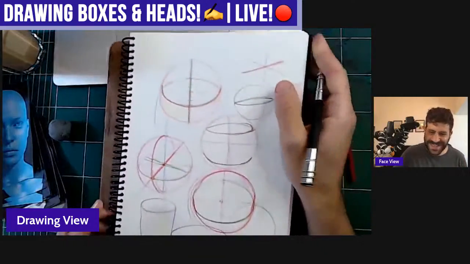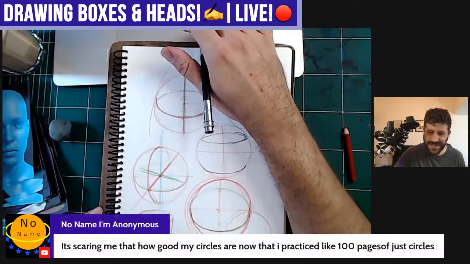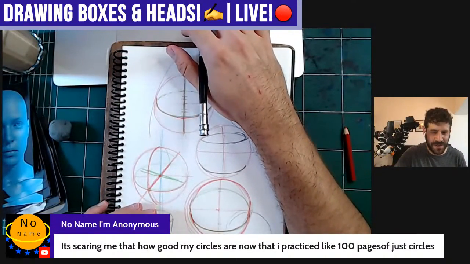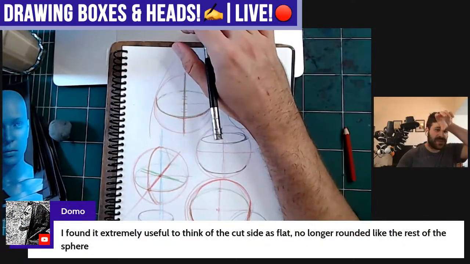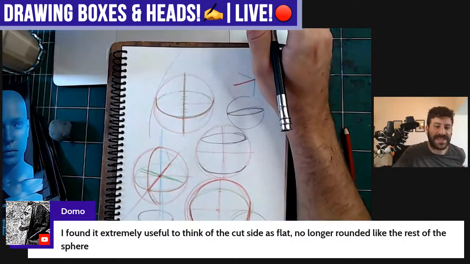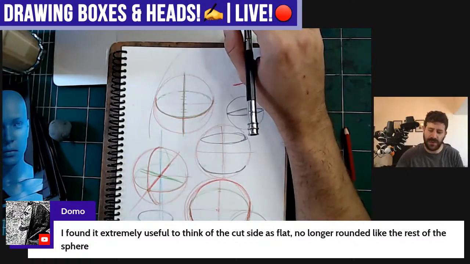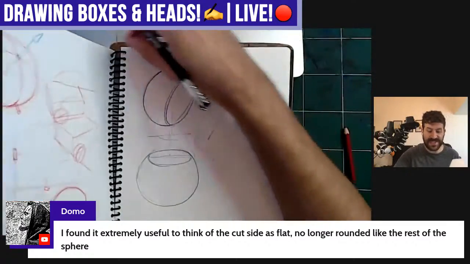No Name Anonymous says, it's scaring me how good my circles are now that I practice like 100 pages of just circles. Yes, that's just how it helps. Domo says, I found it extremely helpful to think of the cut side as flat, no longer rounded like the rest of the sphere. Exactly. That is so important, because it is flat.